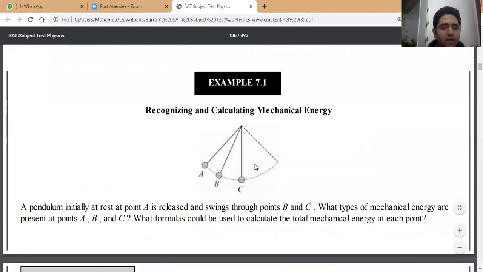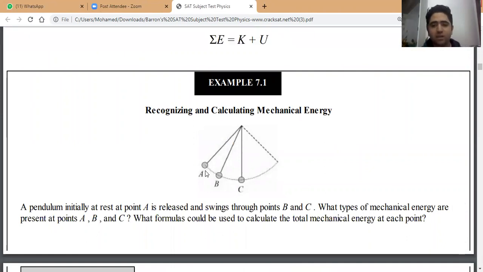So here we have an example. A pendulum is initially at rest at point A, and it's released and swings through points B and C. What types of mechanical energy are present at points A, B, and C? So we're supposed to know the formulas that we're going to use to calculate the total mechanical energy at each point.